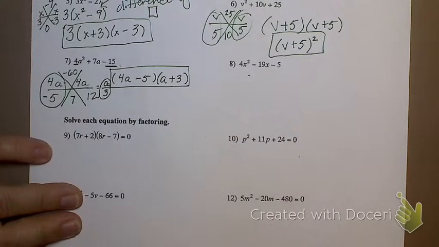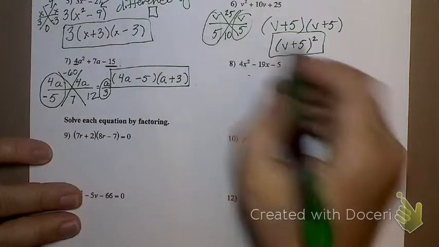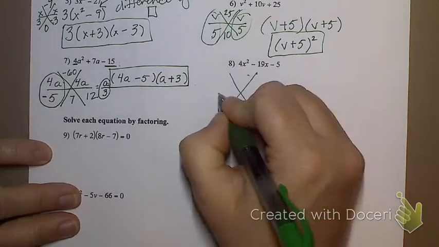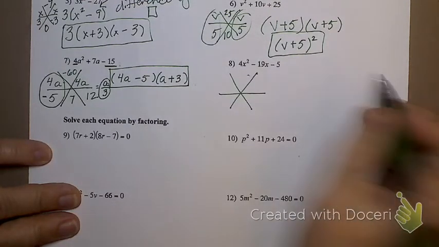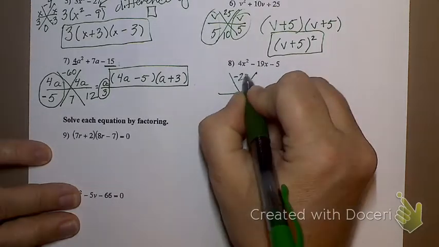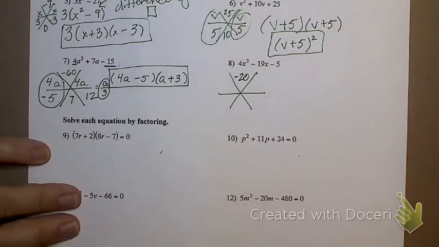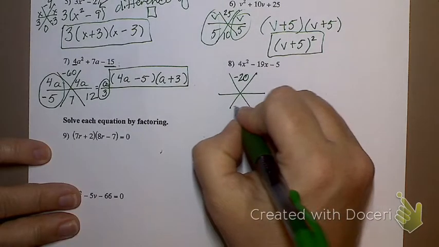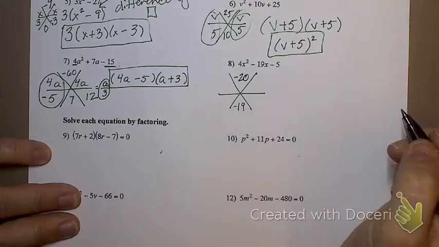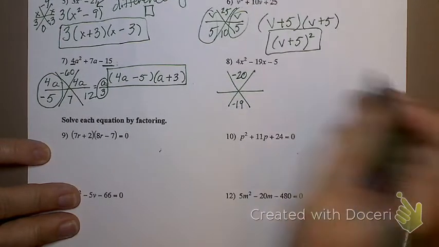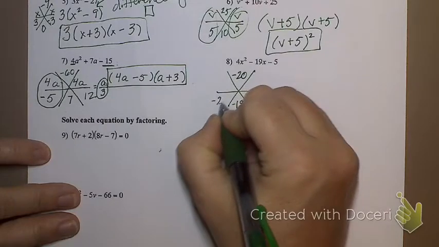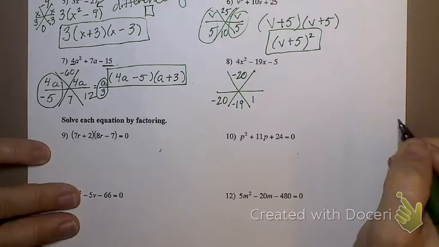So? All right, number 8. Do they have anything in common? Nope. All right, snowflake. What goes on the top? Negative 20. And what goes on the bottom? Negative 19. I need two numbers that multiply to get negative 20 and add to get negative 19. Negative 20 and positive 1.